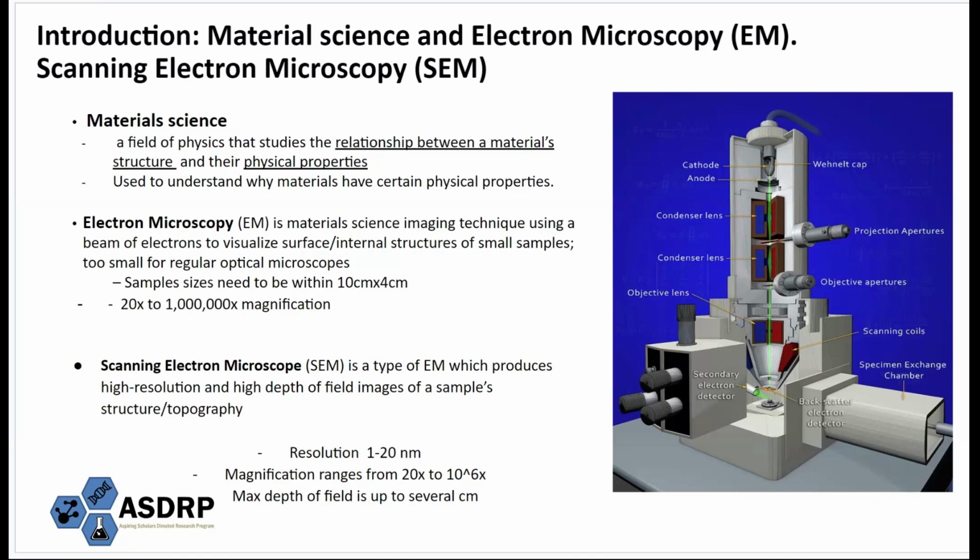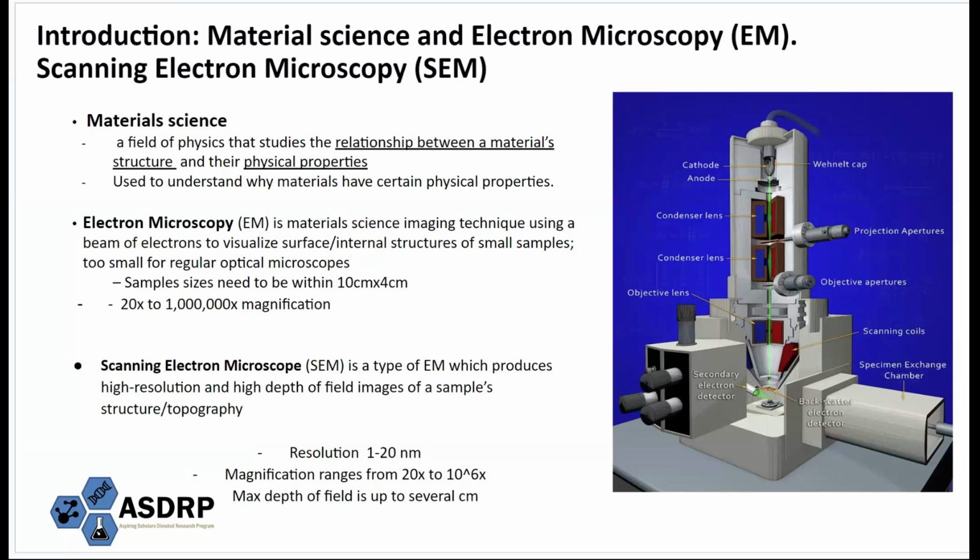Within the subject of material science, there is a special type of microscopy called electron microscopy, or EM for short. And electron microscopy is a material science imaging technique which uses a beam of electrons to visualize surface and internal structures of small samples which are too small for regular optical microscopes. To put this into perspective, the sample sizes for this microscope need to be within 10 centimeters by 4 centimeters, and the magnification of this microscope ranges from 20 times to 1,000,000 times.